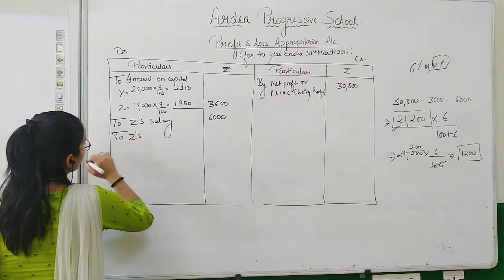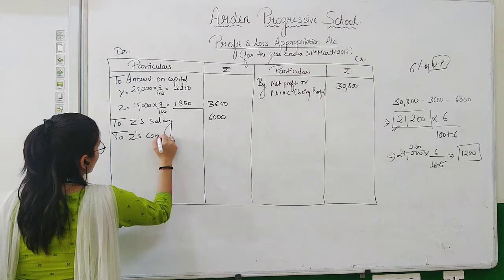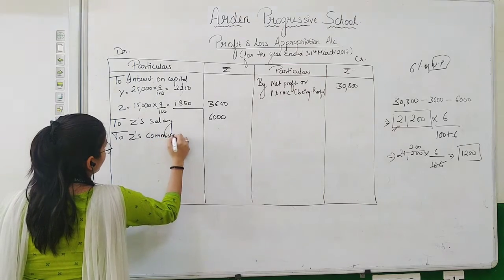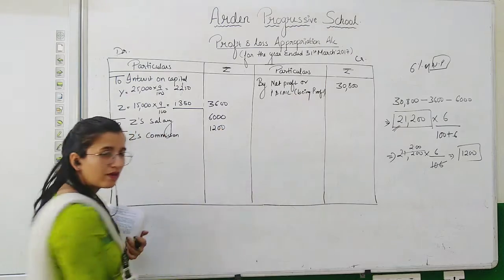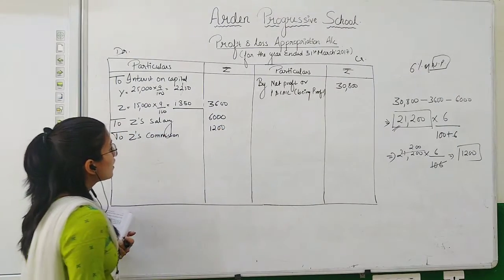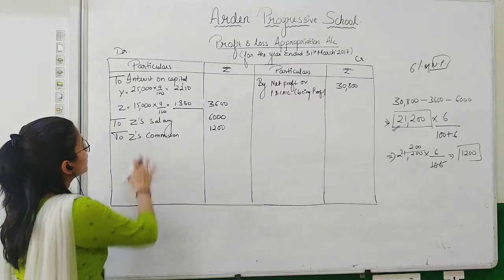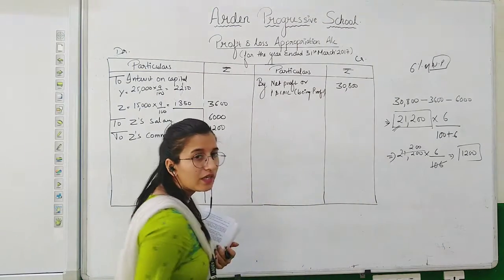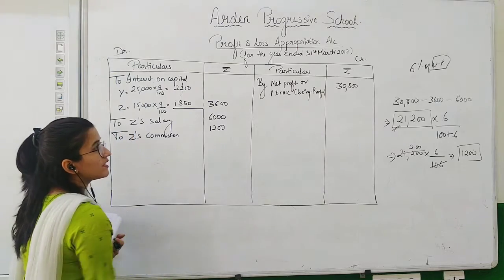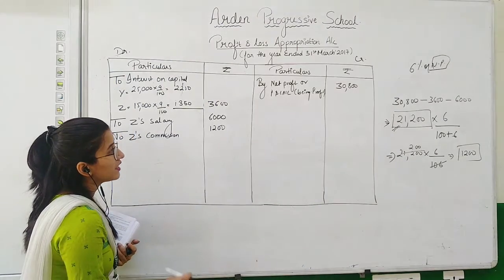So here we will write Z's commission. Amount is 1,200. So now all the expenses of the firm have been recorded on debit side and income of the firm has been recorded on credit side. Now we will see which side is having a greater value.